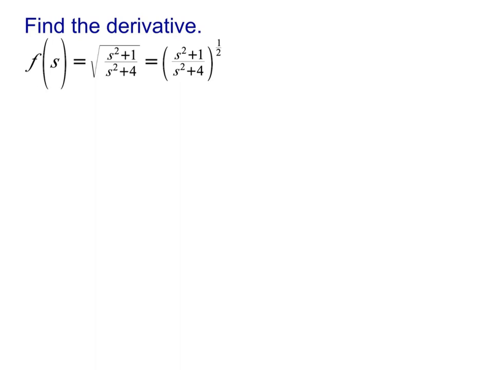Now, which one am I starting using here? Am I starting with chain rule or am I starting with quotient rule? That's then the next question. Well, do I have the function within the function, is that inside of the fraction, or is the fraction inside of the other function?